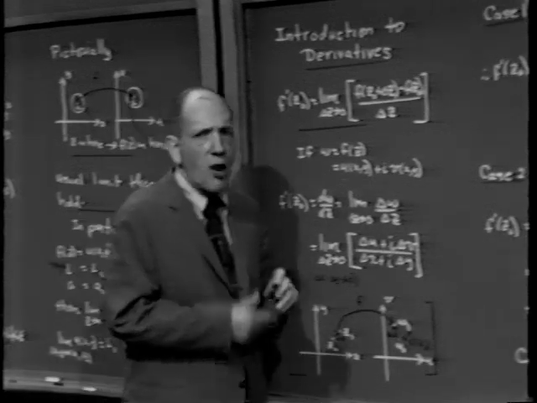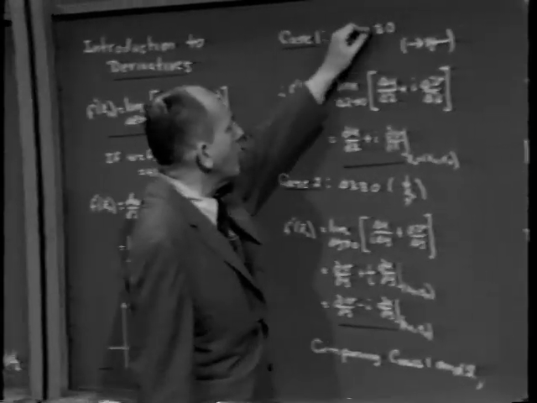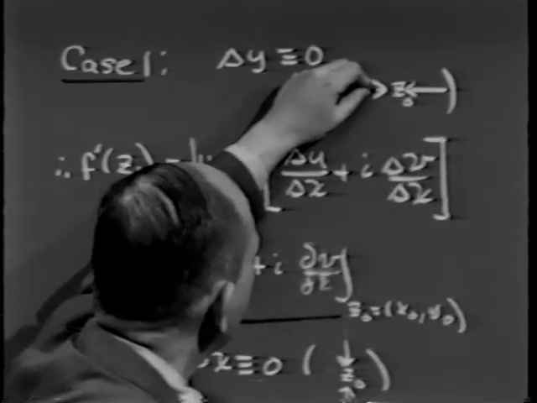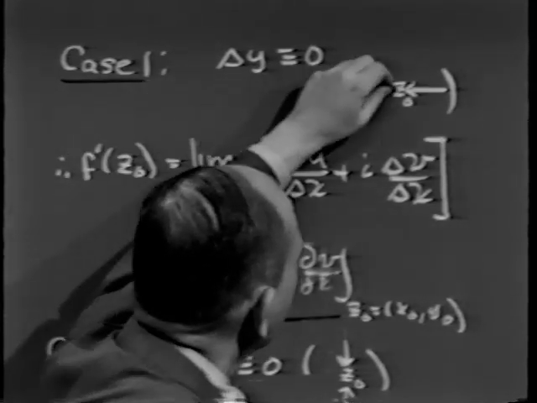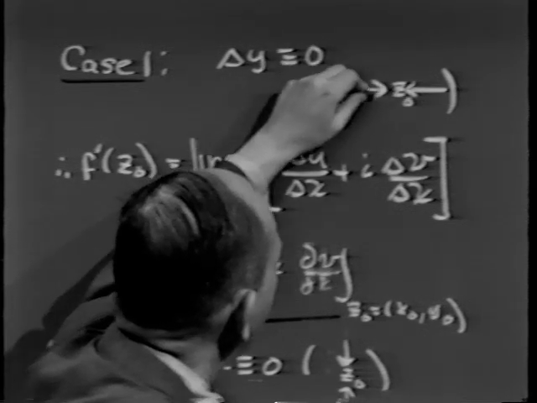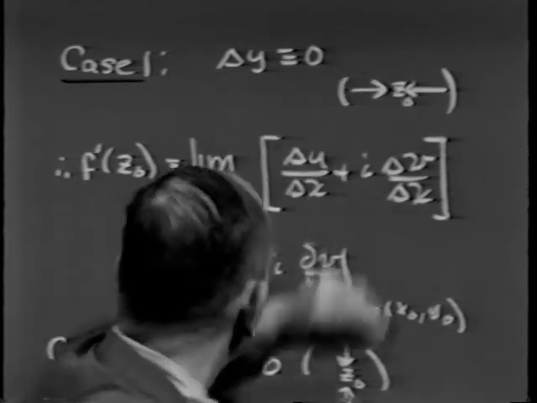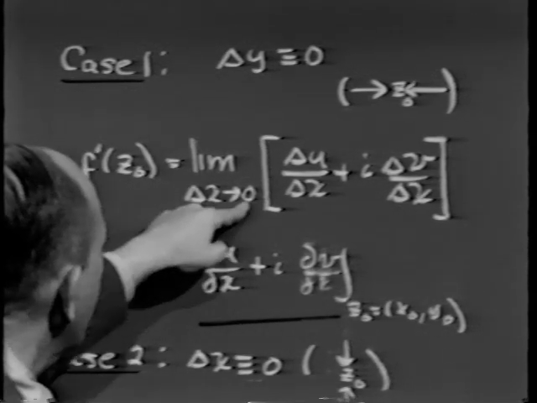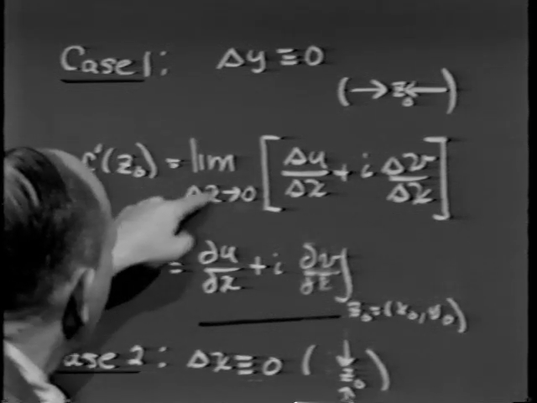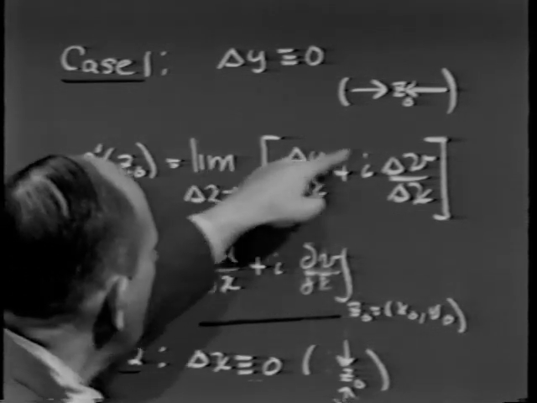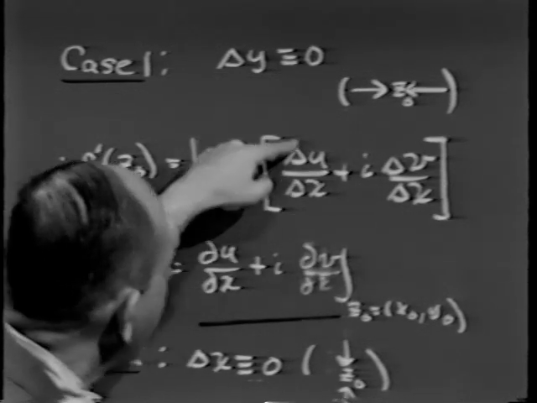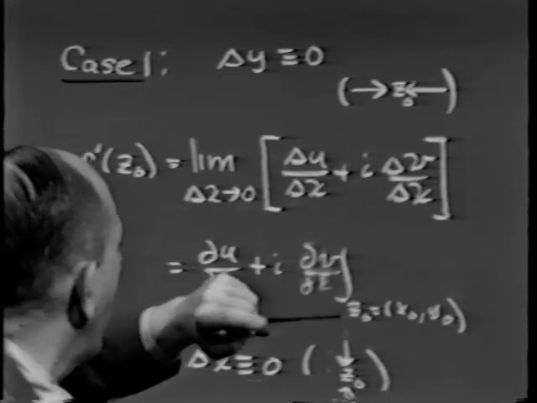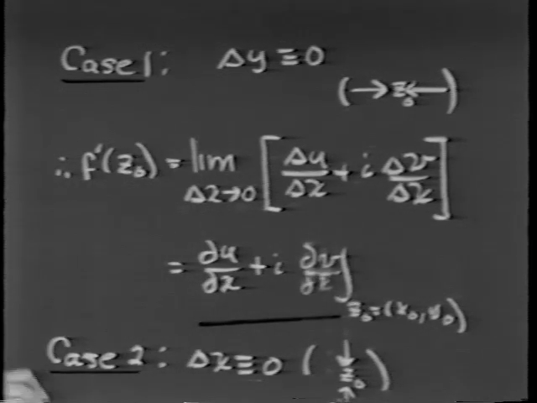Saying that more slowly so that you can see it better, if I let delta y be identically 0, it means that I'm allowing delta z to approach 0 horizontally. In other words, I'm allowing the approach to be parallel to the real axis. That's how we're approaching z0 now. Since delta y is 0, delta z is just delta x. This is the limit as delta x approaches 0, delta u plus I delta v over delta x. That means I can break this down and write it as delta u over delta x plus I delta v over delta x. The limit of a sum is the sum of the limits.